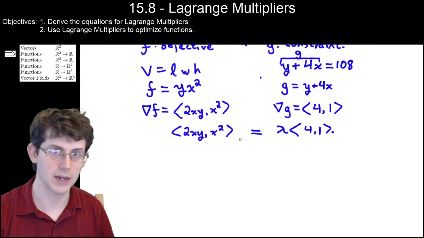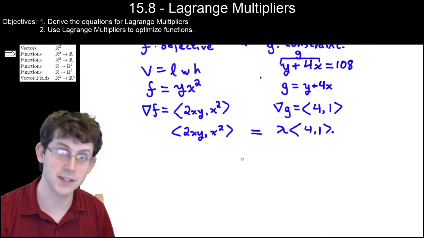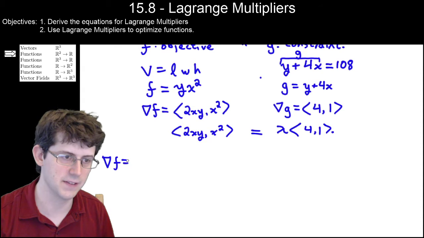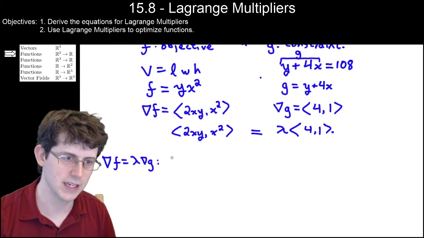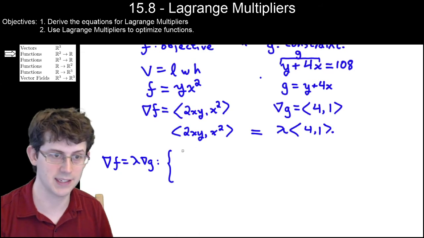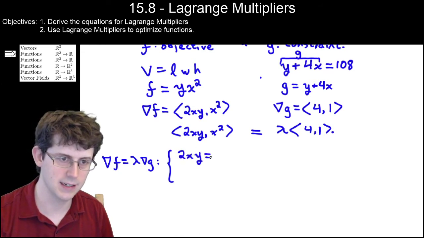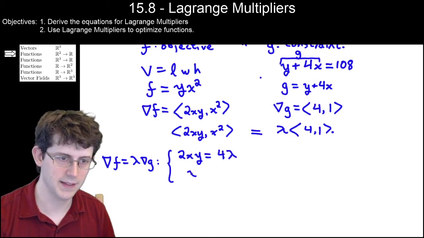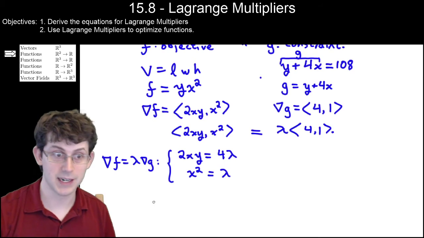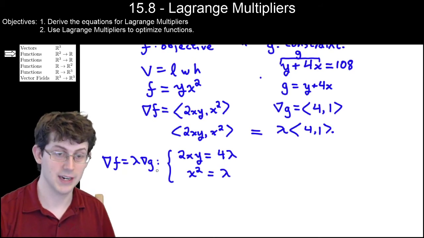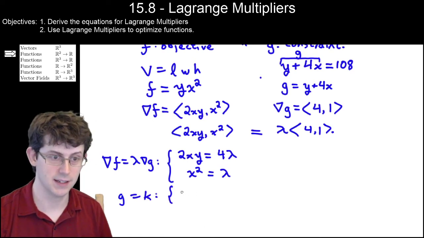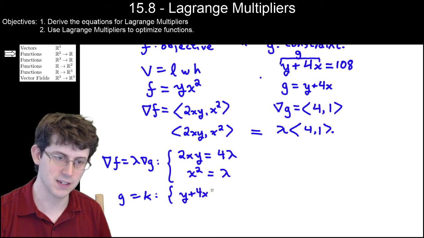How can we write this as equations that we can actually solve? Well, if you have two vectors equal to each other, then their components are equal. So here, gradient of f is a multiple of gradient of g. We can write it as two facts. One about the x component: 2xy over here equals 4 lambda over here. And x squared on the left equals lambda on the right. The Lagrange multiplier system is gradient f equals lambda gradient g, and also that g equals some constraint. You write the constraint equation.